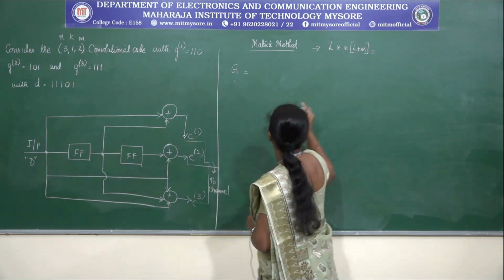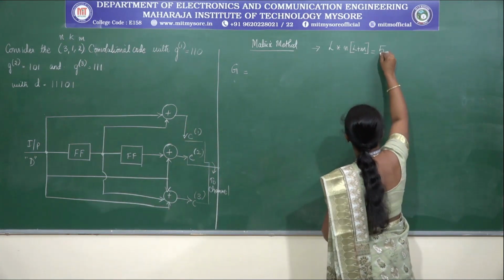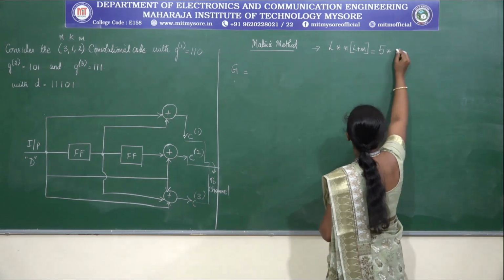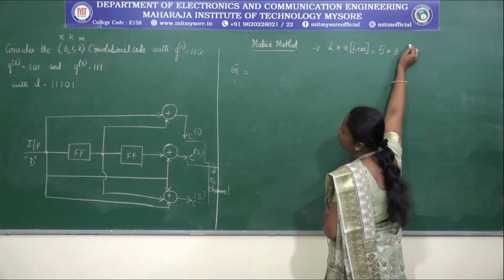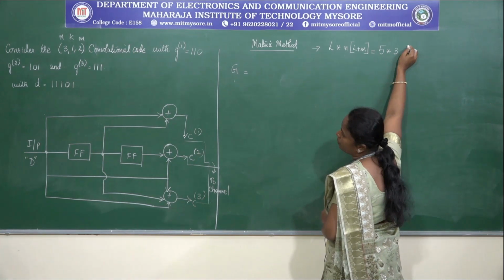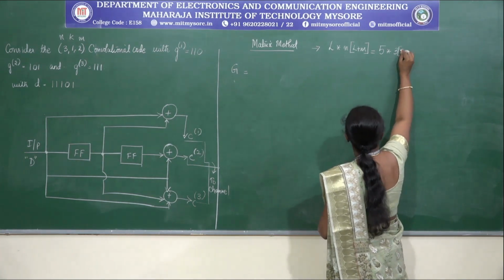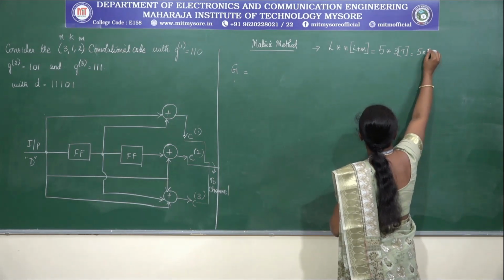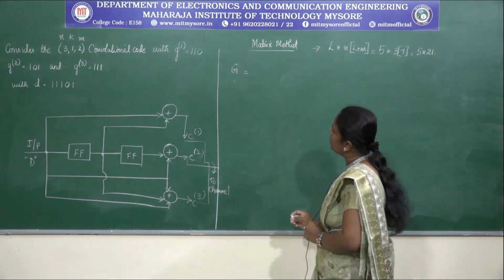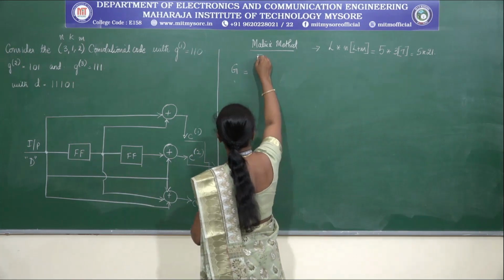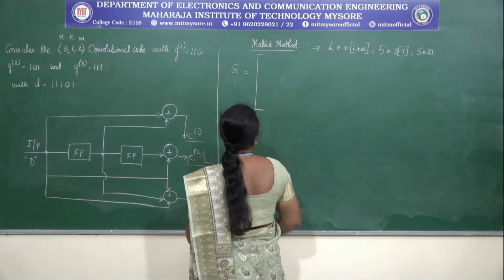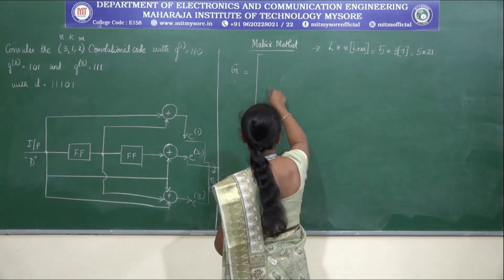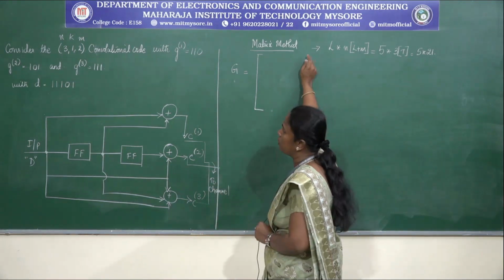What is the length of the message code? It is 5. N means it is 3. So 3 into L plus M, which is 5 plus 2, that means it is 7. So you are going to get 5 cross 21. So the size of your matrix is 5 cross 21. So in order to construct this matrix, we have 5 rows and 21 columns.